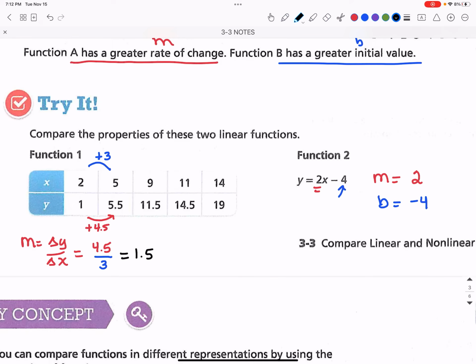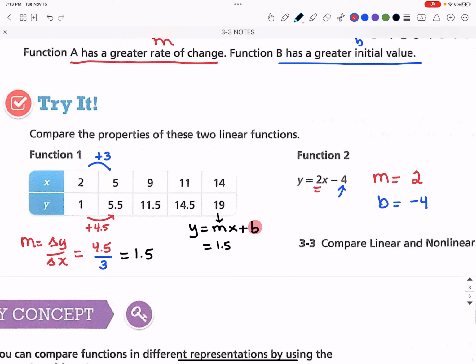Now I have to find my B. This is something we haven't done before. So we're going to take the equation y equals mx plus b. What we don't know right now is our B, and that's what we're going to try to find. But we know our M, we just found it. Our M is 1.5, so we can plug 1.5 in for the M right here.